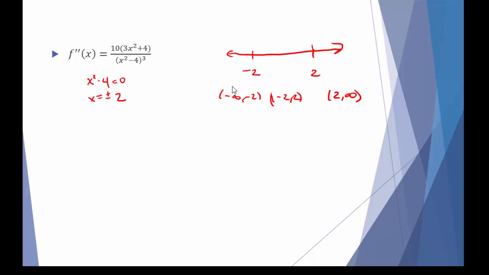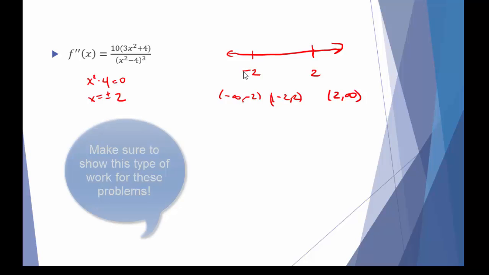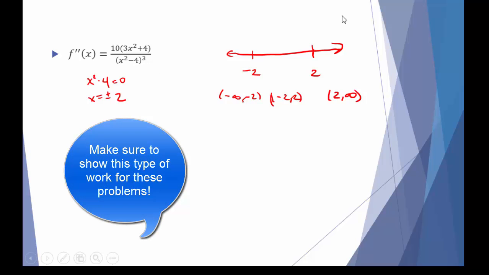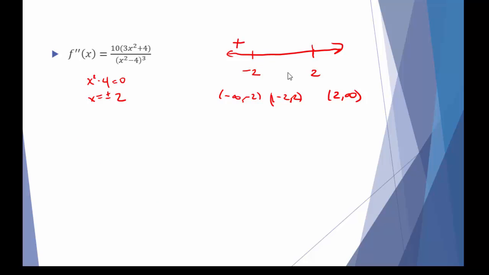What I'm going to do is just test values into that denominator, because that can change sign. So we plug in something like, let's say, negative 3. When you square negative 3, it becomes 9. 9 minus 4 is positive. So when you cube a positive number, it always comes out positive. If you plug in something like 0, you're going to get a negative number, and when you cube a negative number, it comes out negative. And similarly on the right, if you plug in something like 3, it's going to come out positive.